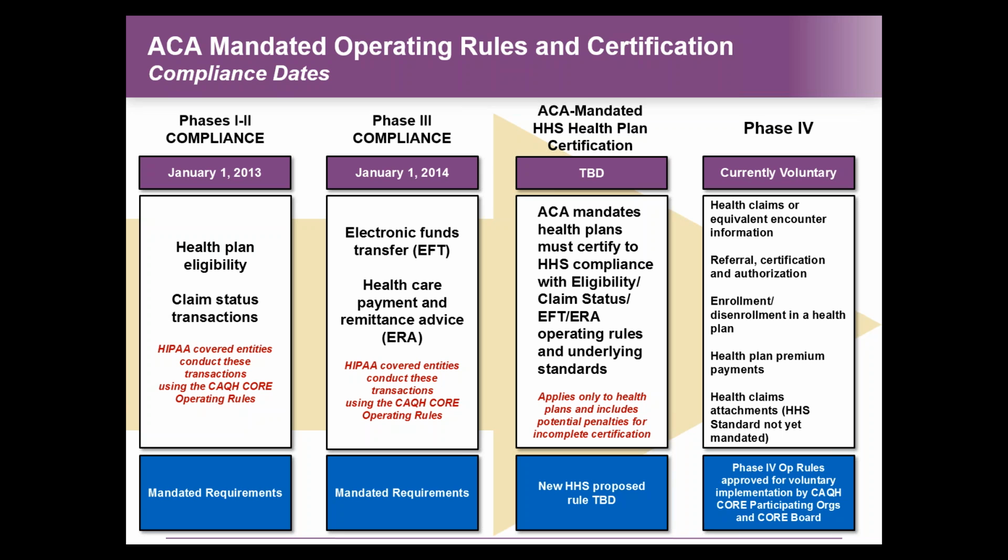The previous ones included eligibility and claim status for Phase 1 and 2, and also the EFT and the ERA transaction for Phase 3. So now here in Phase 4, we've developed a rule set to encompass requirements specific for the healthcare claim, or the 837, the referral, certification, or authorization, commonly referred to as the 278, also the enrollment and disenrollment transaction, the 834, and lastly, the 820, the healthcare premium payment transaction. So we've focused our effort on those 4 transactions.